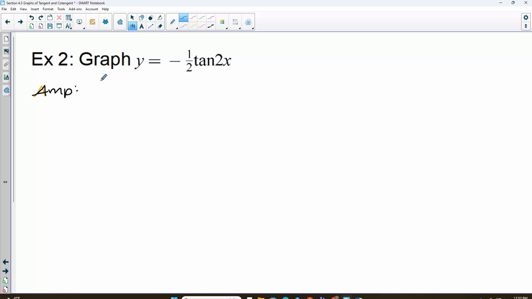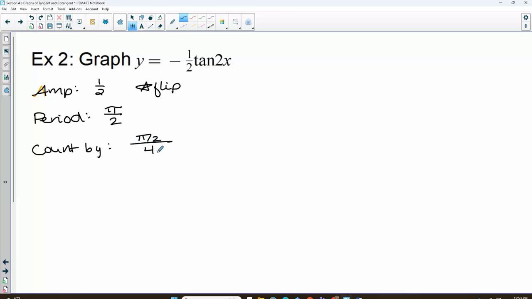What's my amplitude? 1/2. What do I do about the negative? Okay, period. Normal period for tangent and cotangent is? Yeah, just pi divided by the number in front of x, so we get pi over 2. Count by, we take our period, pi over 2, divided by 4 for the 4 quadrants, and we get, it's like pi over 2 times 1 over 4, so pi over 8.